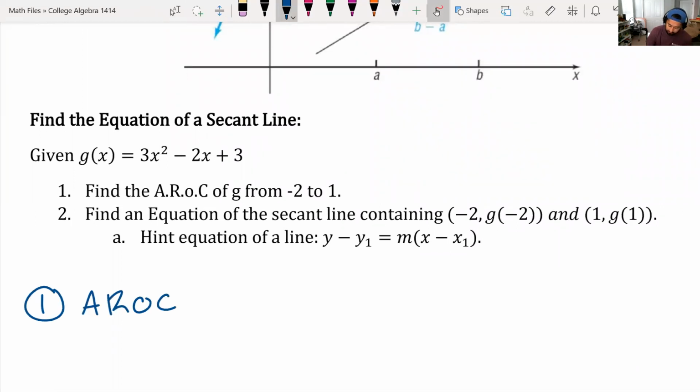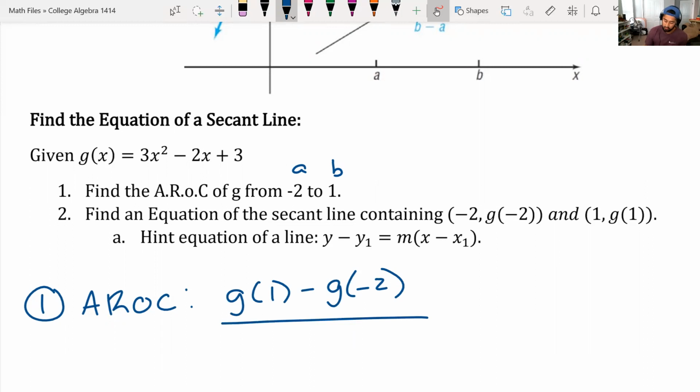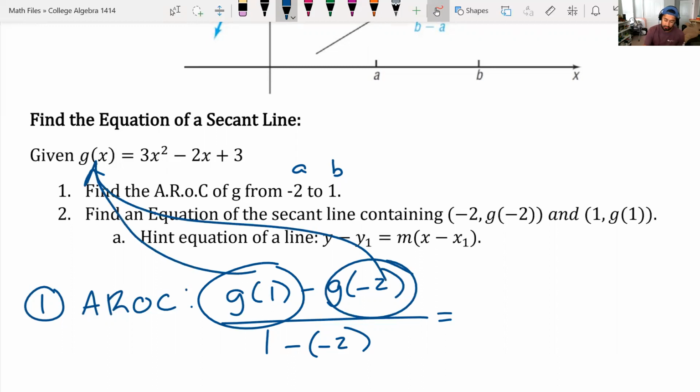My A rock. All right. And again, label everything. Here's A, here's B, which means we're going to have g of B, which is 1, minus g of A, which is -2, over 1 minus -2. Okay. And now, take these values and plug them in to g of x for x.